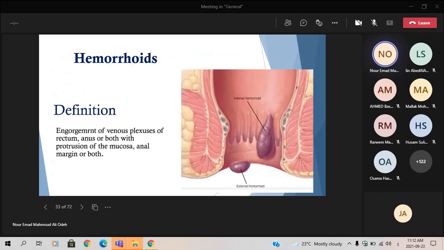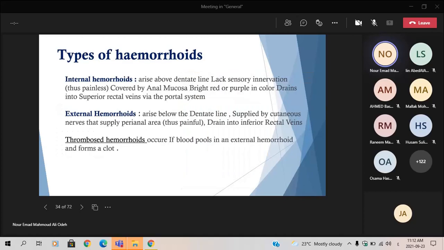First of all, we will talk about hemorrhoids. We divide hemorrhoids into internal hemorrhoid and external hemorrhoid. Internal hemorrhoid is above the dentate line, while external hemorrhoid is below the dentate line. Above the dentate line, it lacks sensory innervation, which is painless. So internal hemorrhoid is painless unless there is a prolapse. External hemorrhoid, because it's under the dentate line, is supplied by the cutaneous nerve, so it's painful.